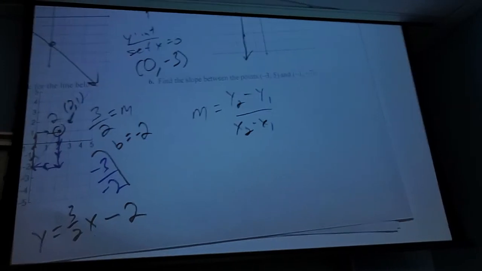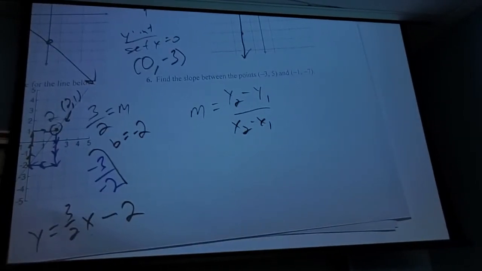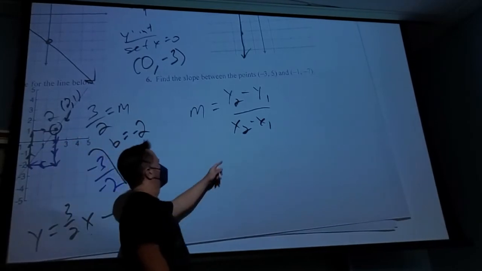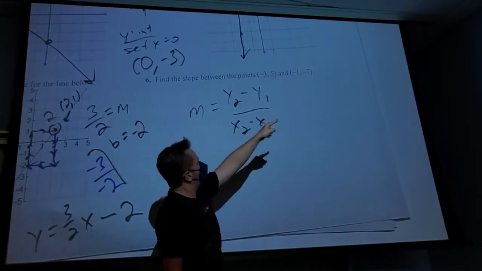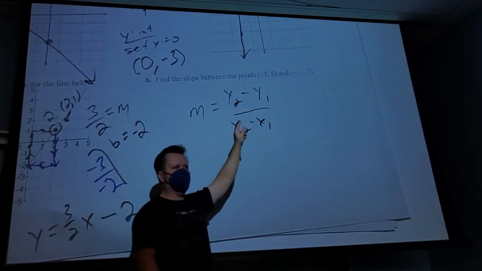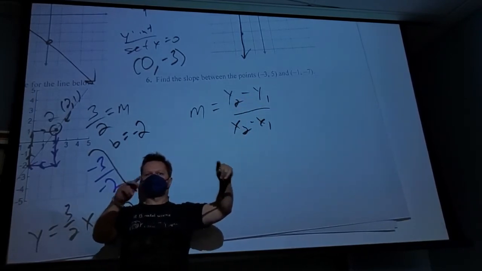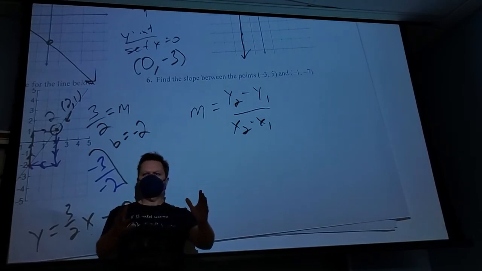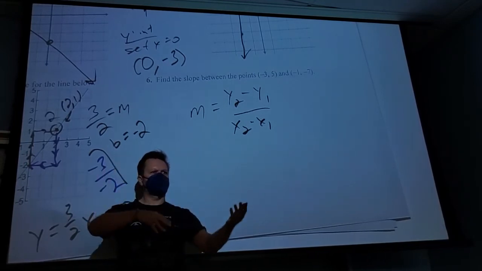Not hard to remember? What do the little subscripts mean? Why are the little subscripts in there? Just to keep track. If I do -7 minus 5 on the top, I must do -1 minus 3, -3 on the bottom. Or else I'm going to get the wrong sign on my answer. So they're just there to tell you, right?